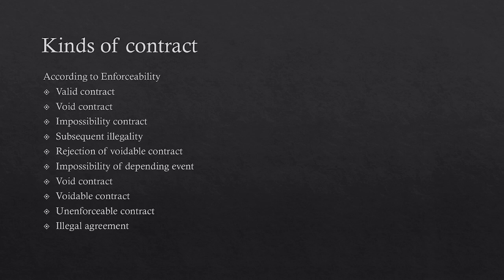Kinds of contract. There are different kinds of contract. They can be classified as follows. According to enforceability. Valid contract. An agreement enforceable by law is a valid contract. An agreement becomes a contract when it fulfills all the essentials of a valid contract. In a valid contract, all the parties are legally responsible for the performance of the contract. If one of the parties breaches the contract, the other party can enforce it through the court of law.